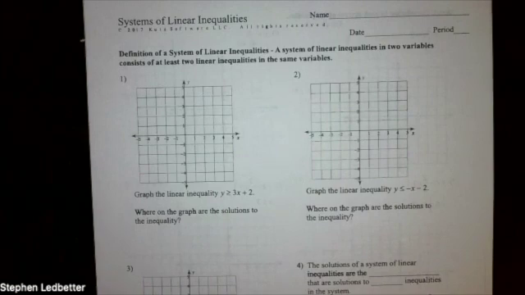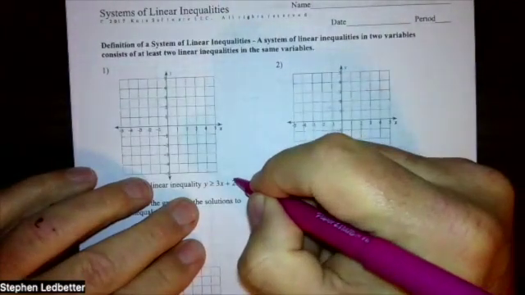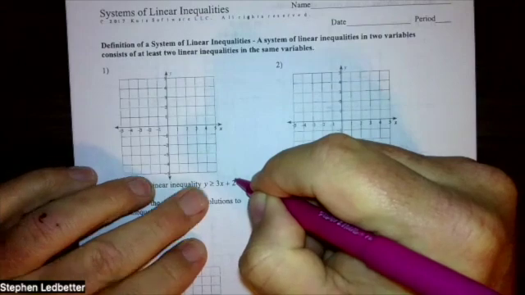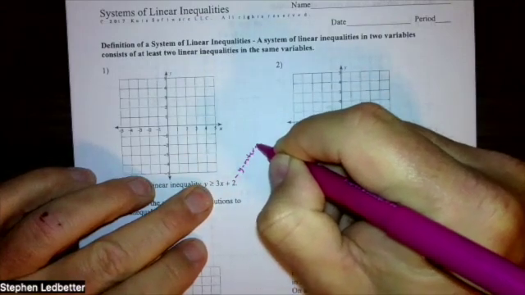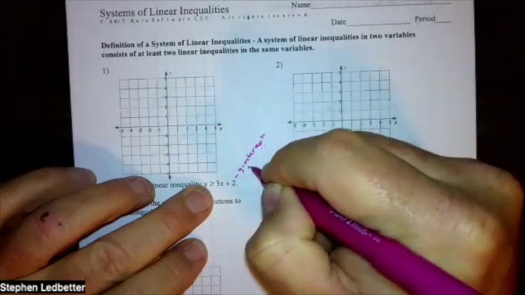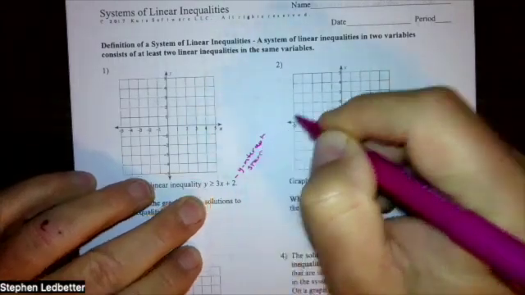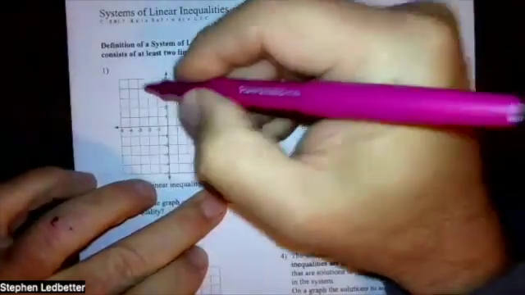All right, so we're supposed to graph this, and don't forget the number that's being added or subtracted to the x, that's my y-intercept. That's our starting point. And so this is where I started. So this is where we start. So I'm gonna put a dot where y is positive 2.